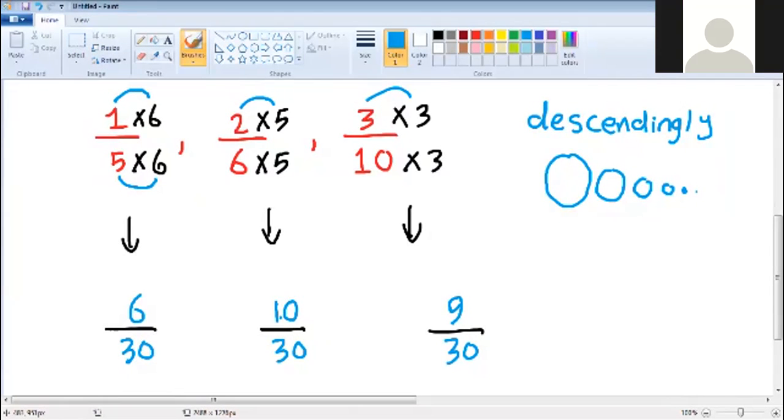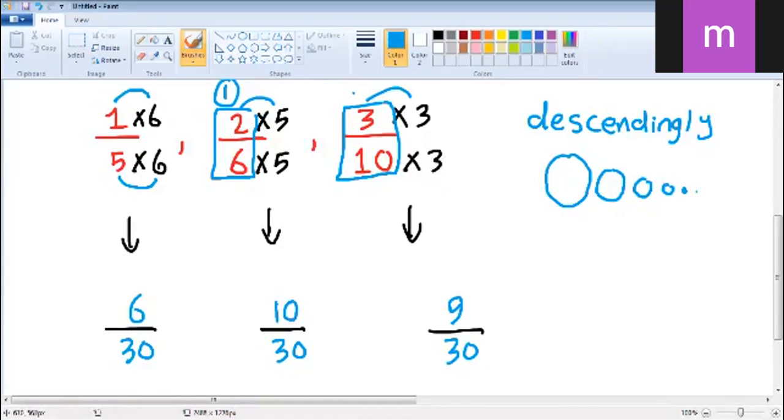What is the biggest one? 10 over 30, and that means 2 over 6 is the biggest one. So write 1. What comes next? 9 over 30, and that means 3 over 10 is number 2. And after that, 1 over 5 is number 3. You understand? Yes. Thank you.